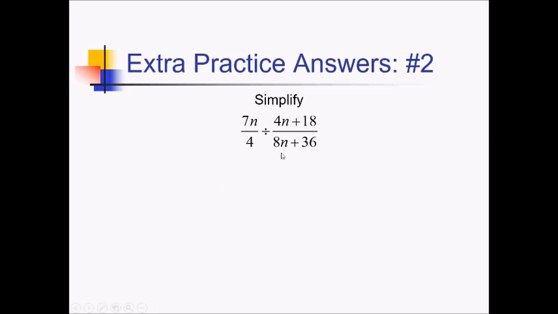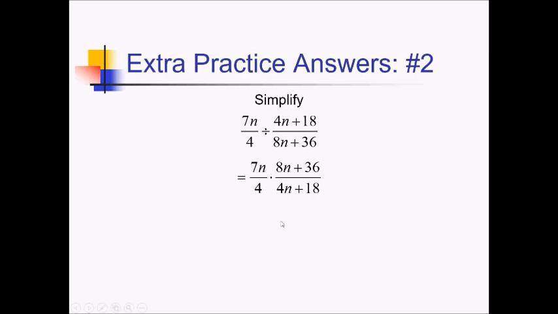To divide these rational expressions, I'm first going to turn it into multiplication by multiplying by the reciprocal. So I'll use same change flip: keep the first fraction the same, change division to multiplication, and then flip the second fraction so that the 8n plus 36 is in the numerator and the 4n plus 18 is now downstairs. And before I actually multiply these, let me see if I can factor things out and cancel before I do that.